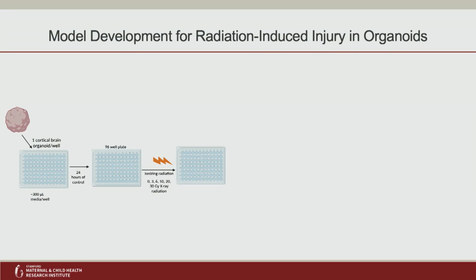I used Day-120 organoids, and I developed an in vitro model for radiation-induced brain injury. For this, I plated organoids in a 96-well plate and exposed them to various doses of radiation between 3 and 30 gray. And then I measured the cellular injury at multiple time points up to 48 hours after the radiation.